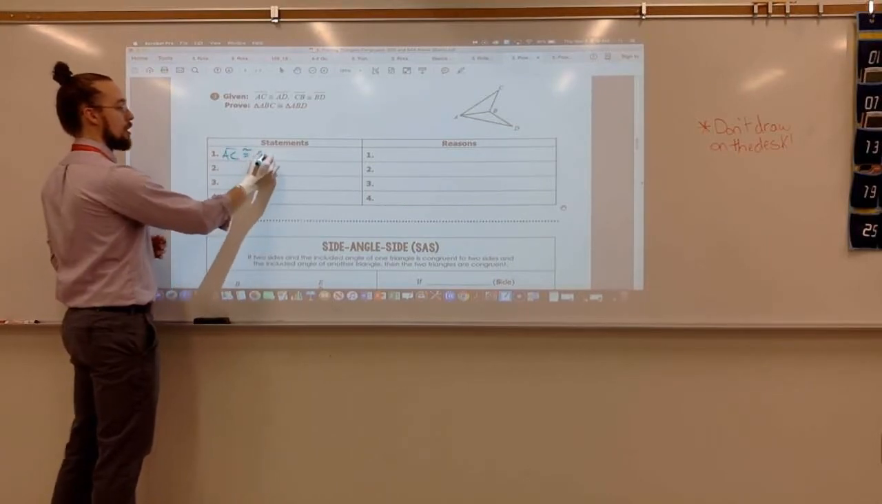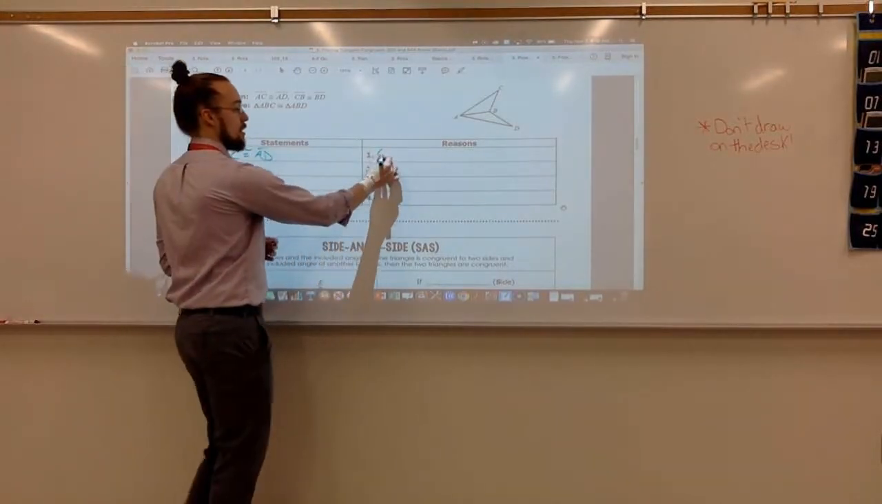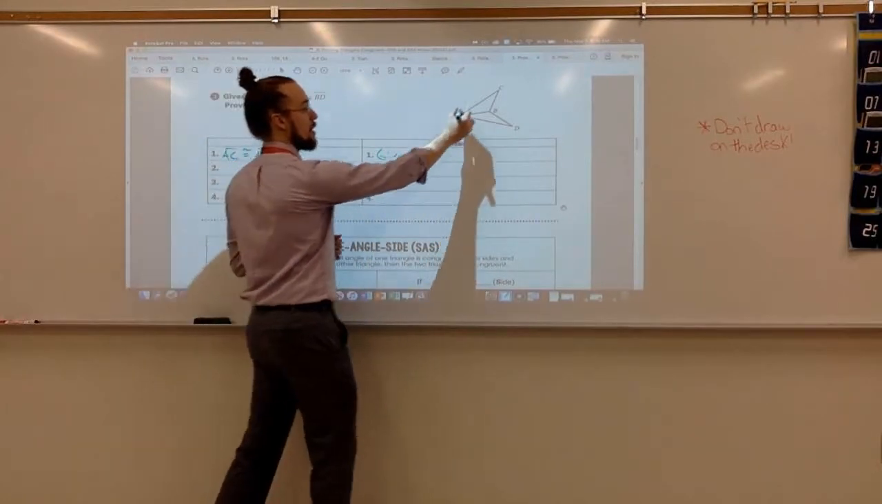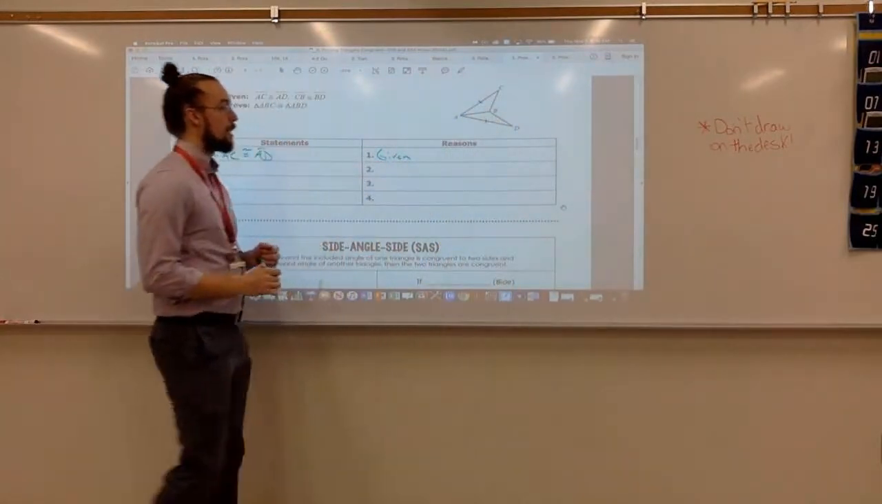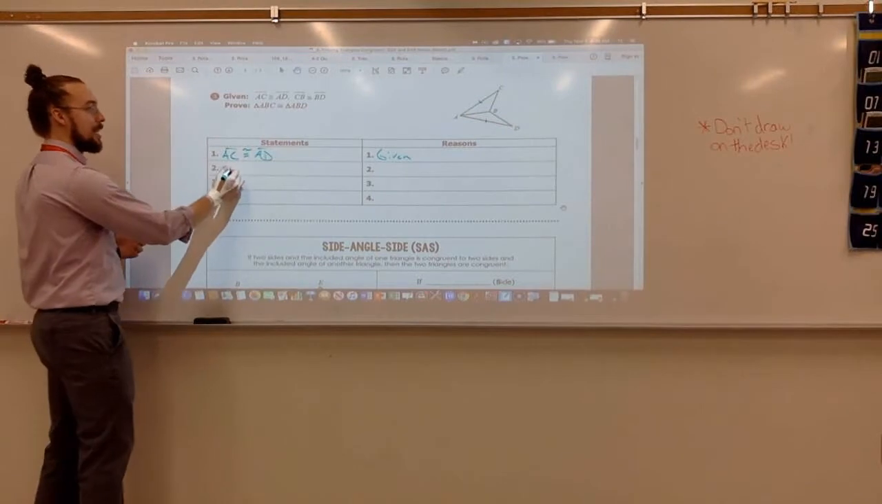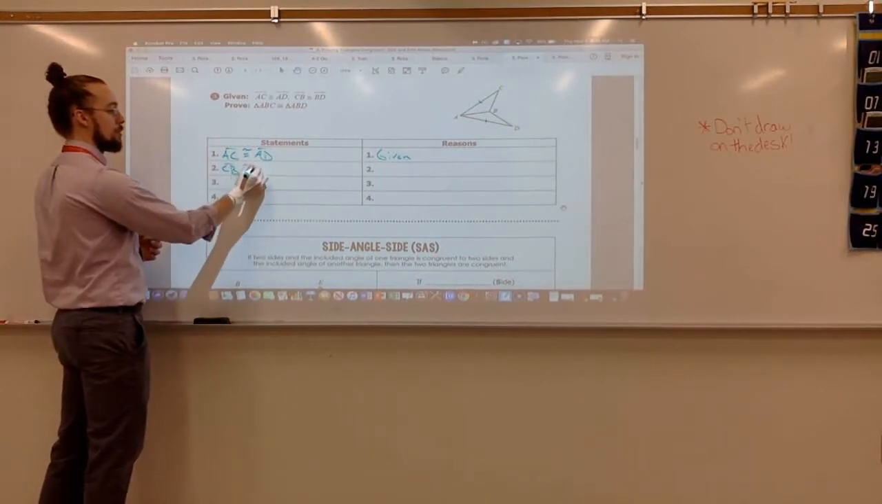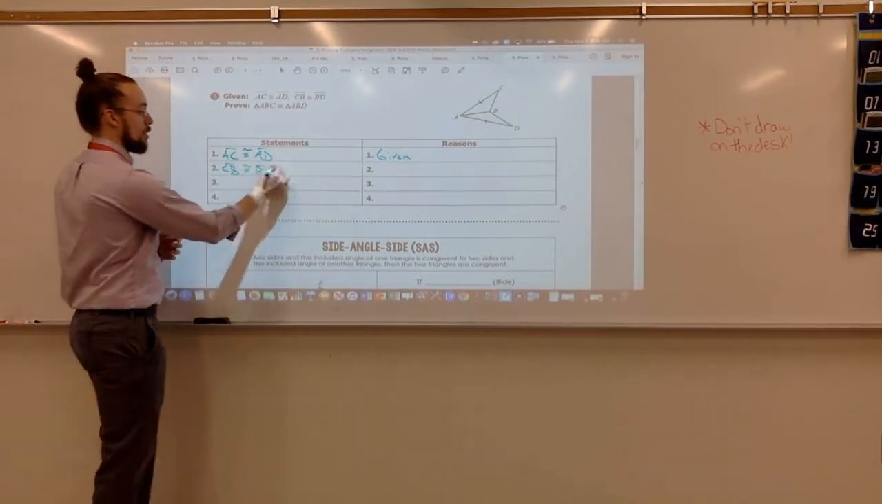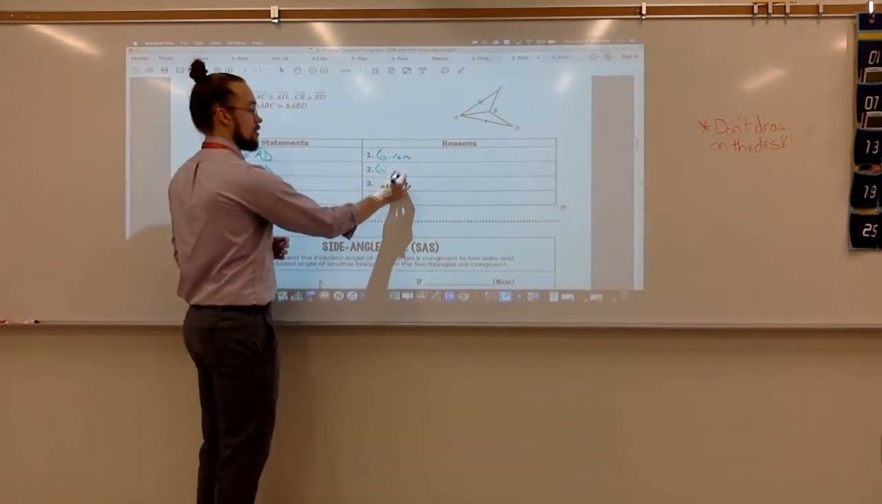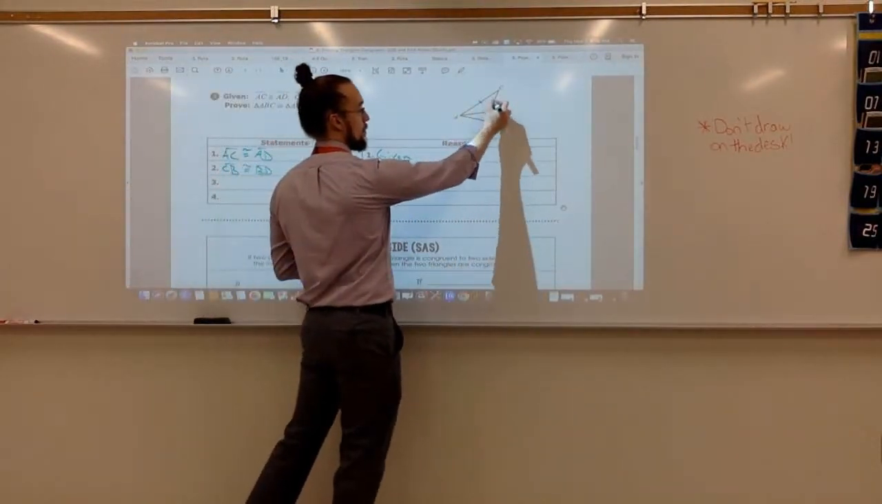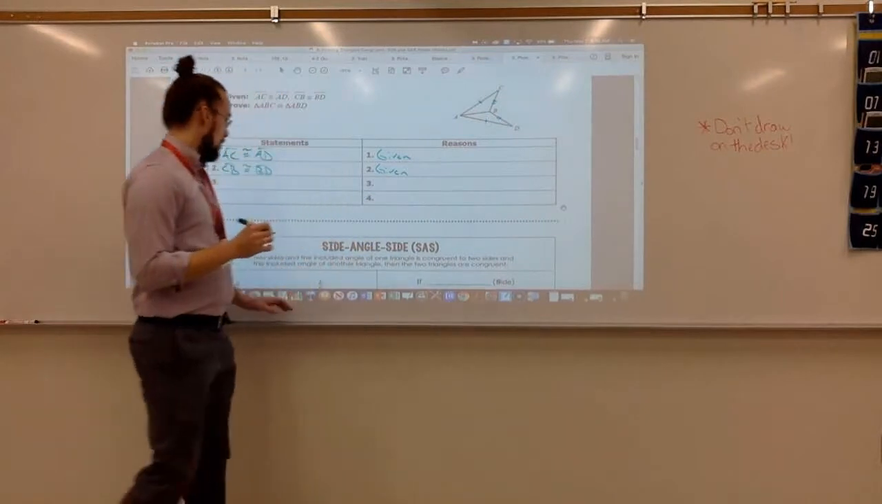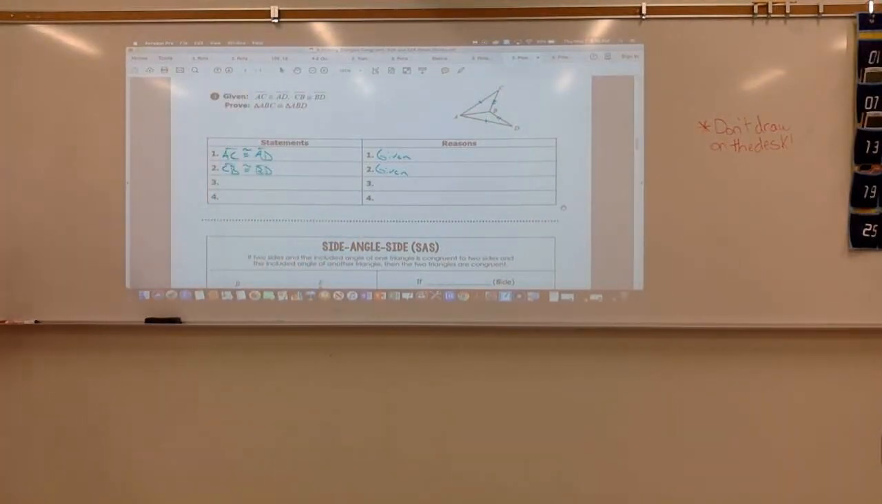AC is congruent to AD. Given, and let's mark that on the diagram. I'm given CB and BD congruent. So let's mark that on the diagram. But I'm not given anything else. What else can I do here?